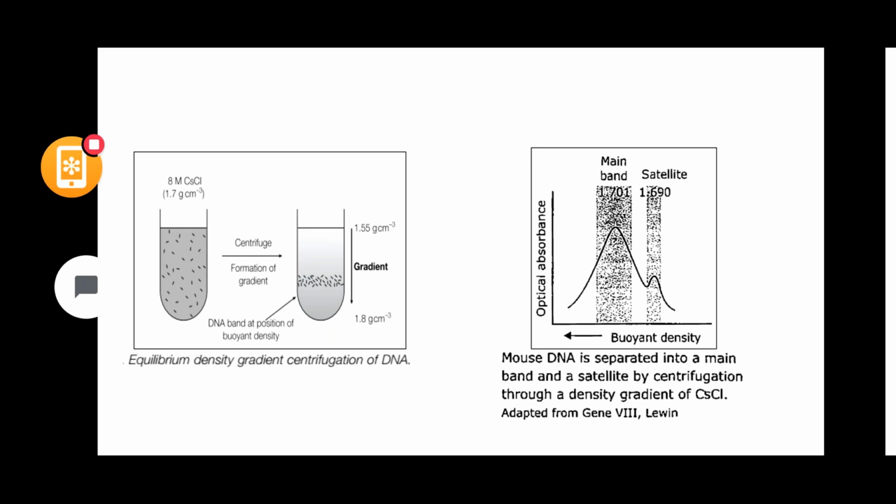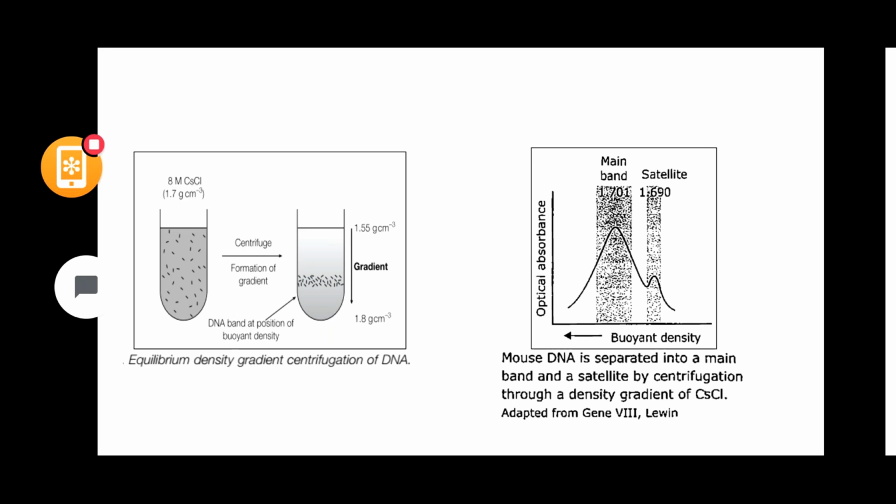Usually you will get two bands which will show main band DNA and the satellite DNA, if satellite DNA is present. On the right side, they have taken the mouse DNA and done cesium chloride density gradient centrifugation, and according to the buoyant density, it has been separated. The main band DNA is 1.7 gram per centimeter cube, and the satellite DNA band, a very small peak, is at 1.690 gram per centimeter cube. In this way, you can distinguish the satellite DNA from the main band DNA.